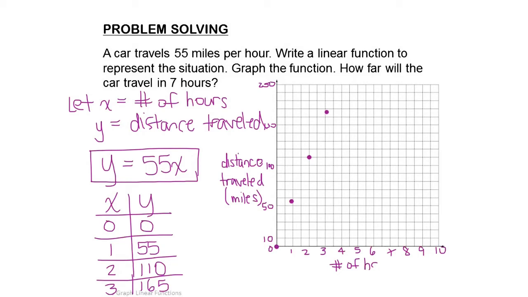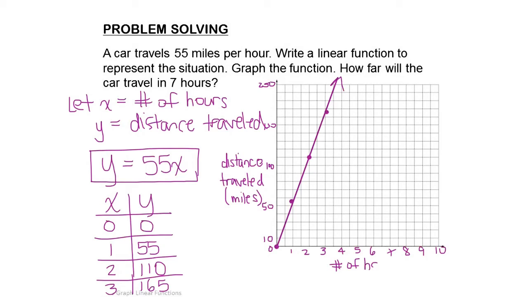Now, because we do not have negative hours or distance traveled, our starting point for this line would be at 0, 0, and it just keeps going upward. And usually we would put arrows on both ends, but because there will be no negative number of hours or distance, I'm only going to put an arrow going up. So this would be the graph of the function.